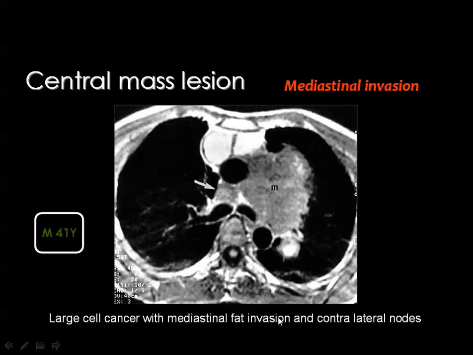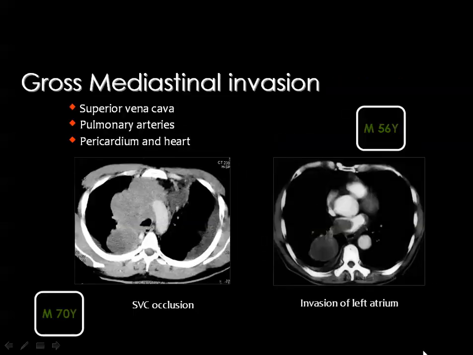Then invasion of the mediastinal fat does not contraindicate surgery, but invasion of the vessels or the bronchi, especially near to the carina, will contraindicate surgery. And this is the mass which is invading the mediastinal fat, and the arrow points to one of the enlarged lymph nodes. But you don't see invasion of the aorta, nor the superior vena cava, nor the descending aorta, nor the mediastinal bronchi. Then invasion of the vessels contraindicates surgery.